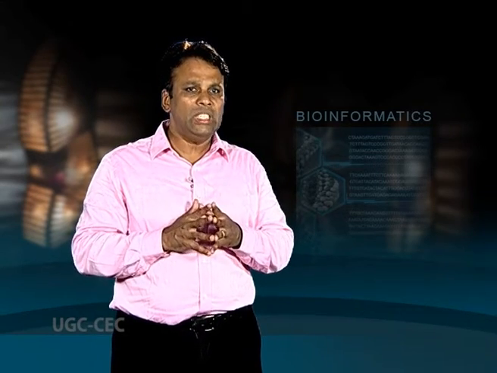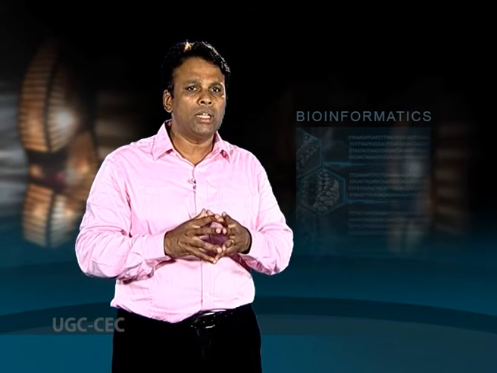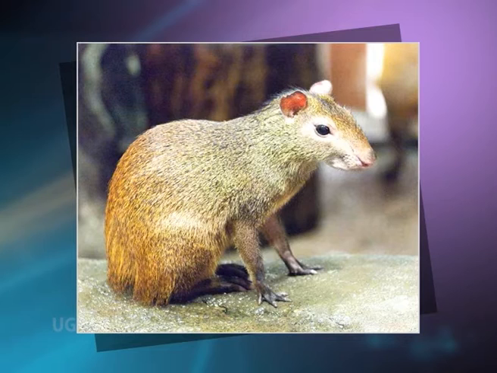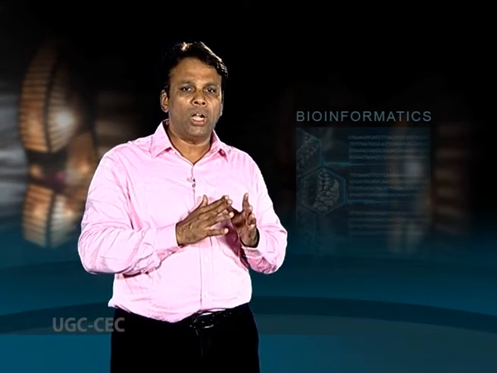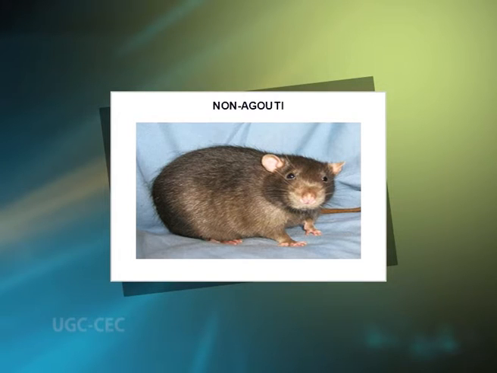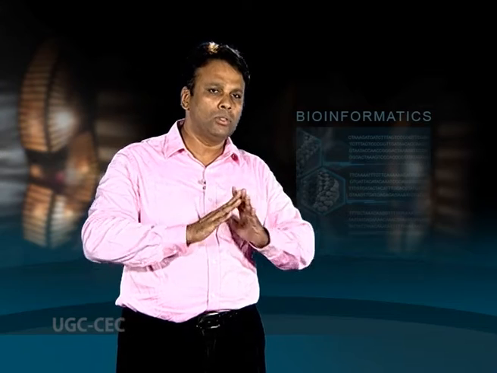Five different types of genes interact to determine the coat color in mice, that is A, B, C, D and S. The gene A determines the distribution of pigment in hairs. The wild type allele capital A produces a phenotype called agouti, an overall greyish color or salt and pepper appearance. This is due to a band of yellow color on the otherwise dark hair shaft. The allele small a determines the non-agouti phenotype. The yellow band is absent, and there is solid dark pigment throughout.